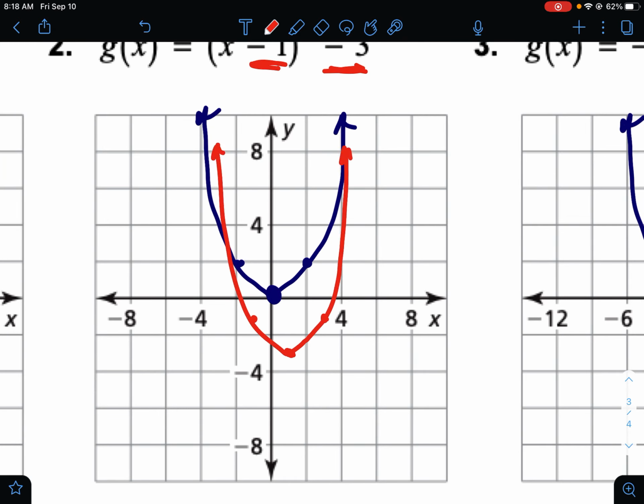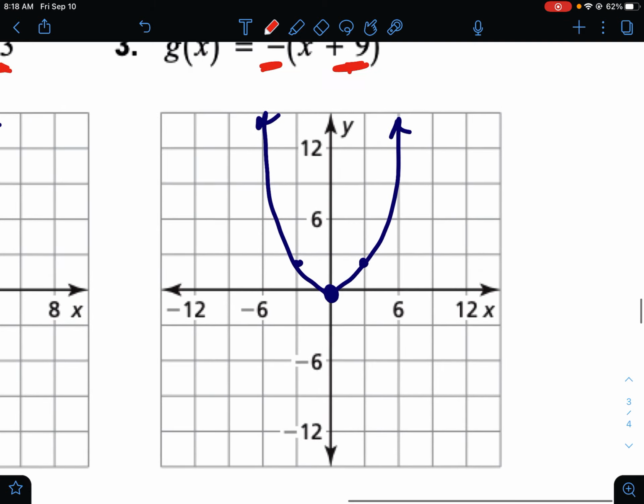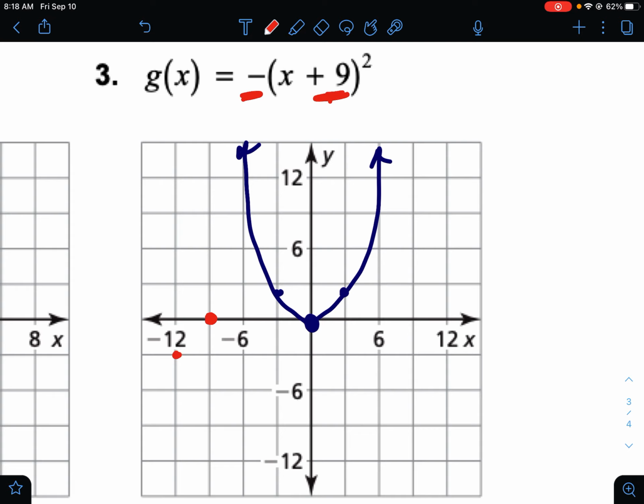This one, the negative on the outside will flip it upside down, and then this moves it left 9. These go by 3s, so 9 is right here, but now it's going to be flipped upside down. So instead of going up 1 over 1, it will be down 1 over 1 in both directions. And look something like that.